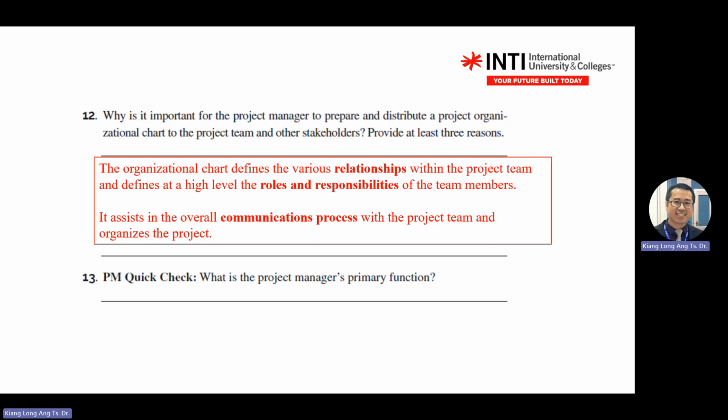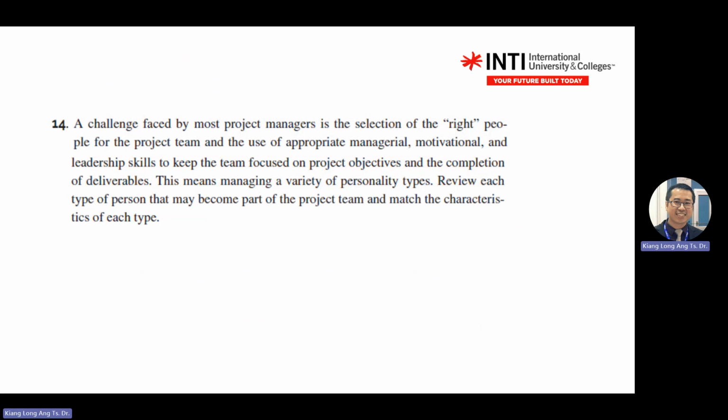What is the project manager's primary function? For primary function, look at question number 2, or 1 just now, where there are 8 or 9 responsibilities. The keyword here is integrate, or integration. So if the question asks you about PM responsibilities, in the first line write integration: integrate with what? Then you describe.